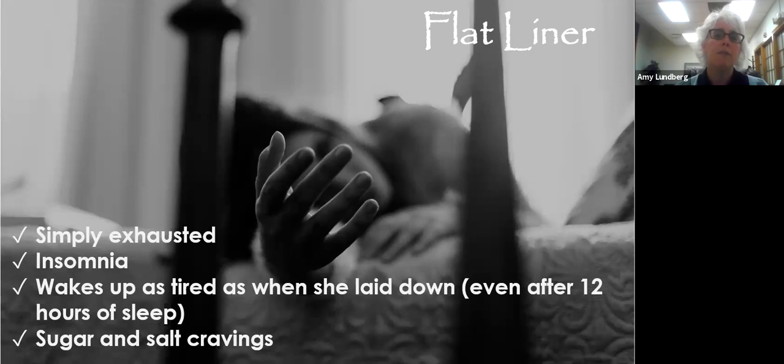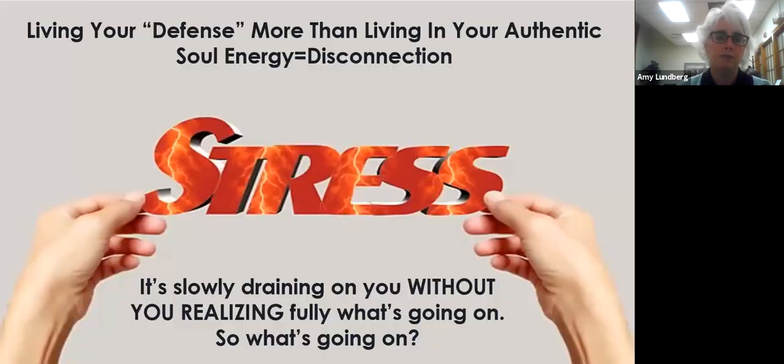But then after maybe 40, 45, 50, 55, right in that age group, just depending on what a mover and shaker you were, you can go into flatliner, and that is chronic fatigue, fibromyalgia, insomnia, you're simply exhausted, you wake up as tired as when you lay down, you have sugar and salt cravings, and you might be in stage 3, maybe stage 4 of adrenal fatigue. It might take you a whole year to really get out of that.